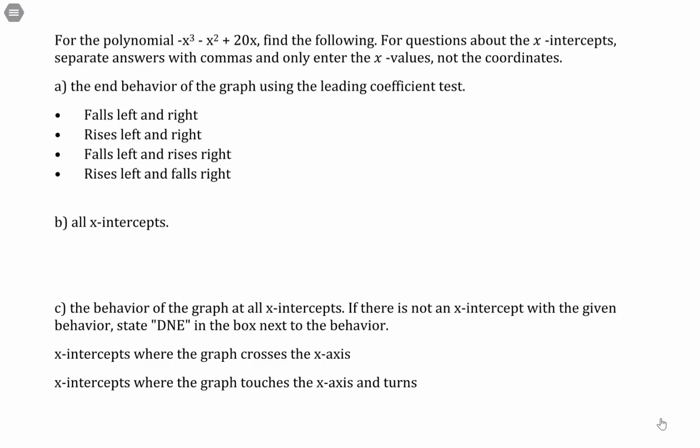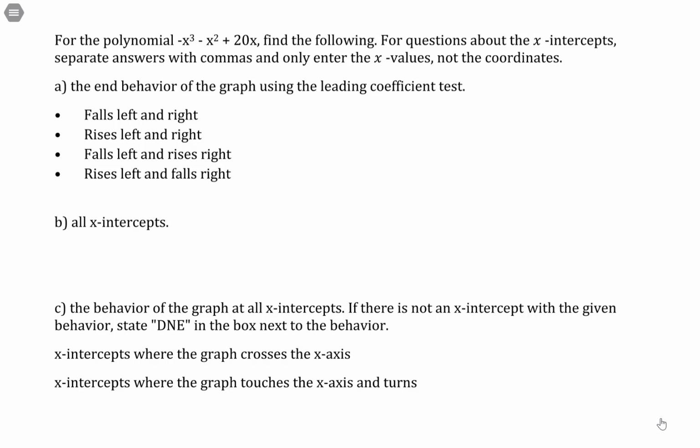For the polynomial negative x cubed minus x squared plus 20x, find the following. For questions about the x-intercepts, separate answers with commas and only enter the x values, not the coordinates. So first we want the end behavior of the graph using the leading coefficient test.